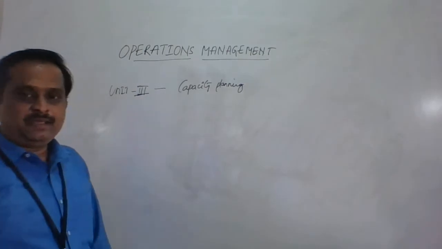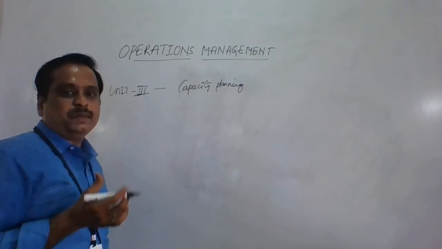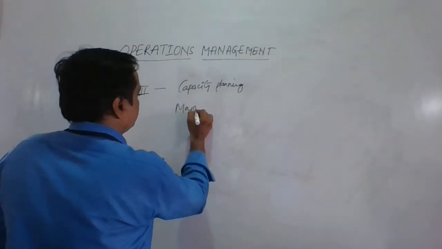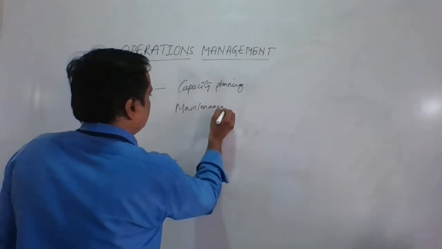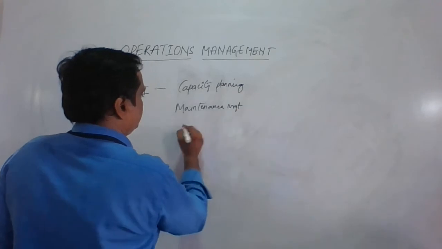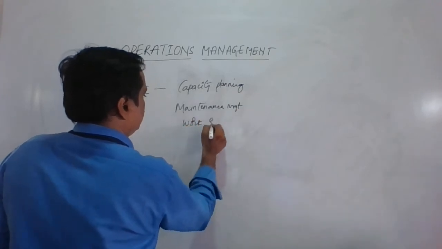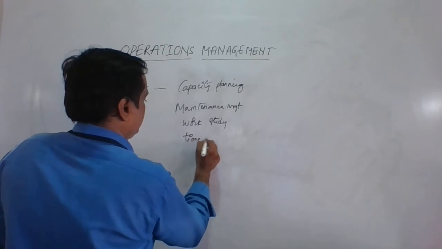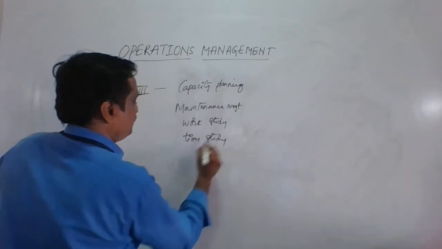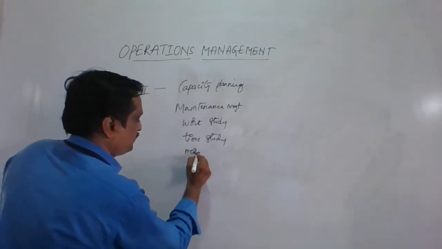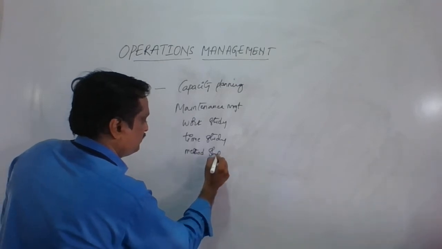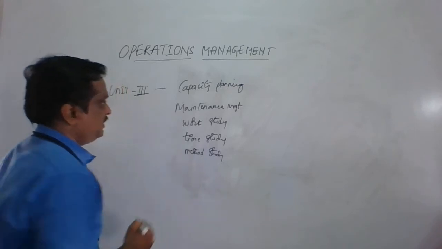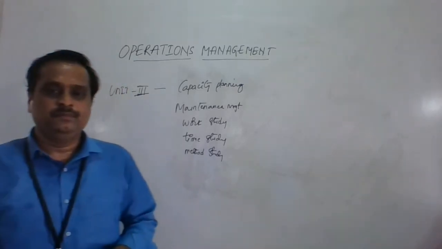In capacity planning, the topics are maintenance management, work study, time study, method study, and maintenance. These are the topics from the third unit.